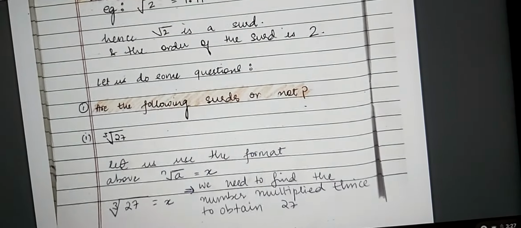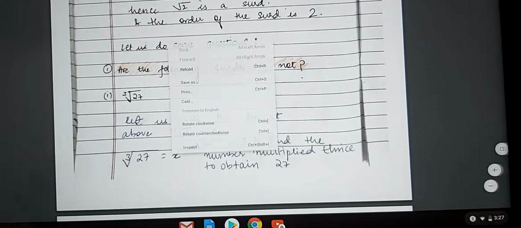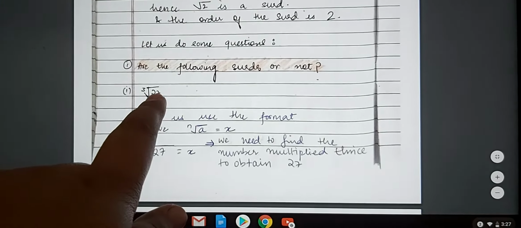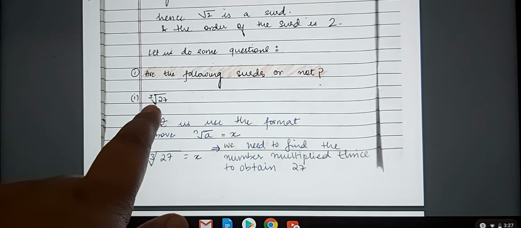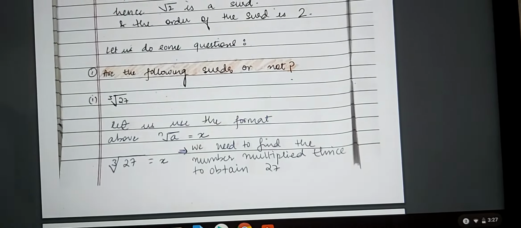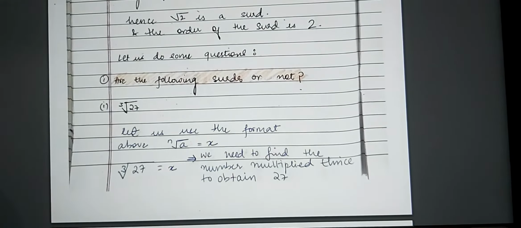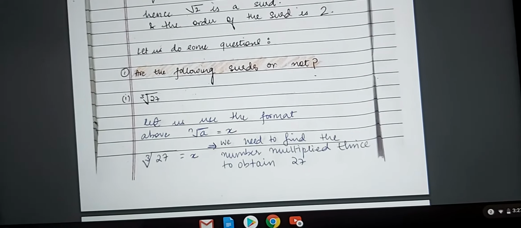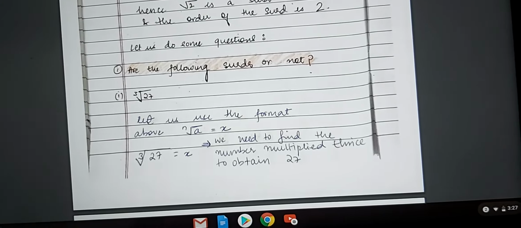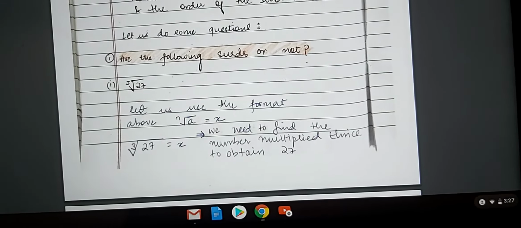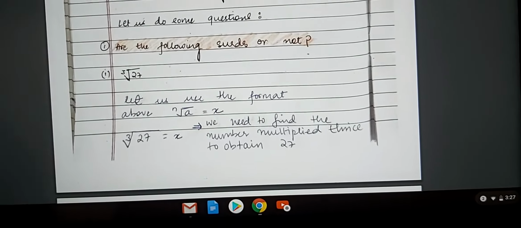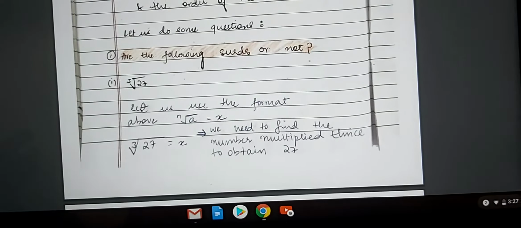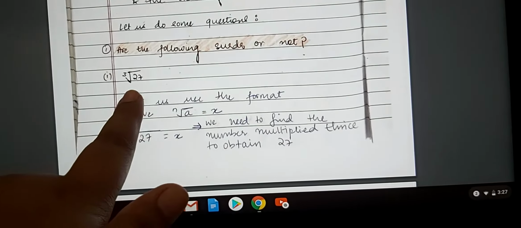Okay, now let us look at some questions. Okay, are the following surds or not? Now this is a cube 27, cube root 27. ठीक है, क्यूब मतलब एक नंबर जो अपने आप से 3 बार मल्टीप्लाई होता है टू गिव यू समथिंग. फॉर एग्जाम्पल 4 into 4 into 4 is equal to 64. So if I would have given you a cube root 64 and I would ask you कि are these following surds or not, what would you do? You would have found कि इसका क्यूब रूट क्या है, 64 का क्यूब रूट क्या है, which is 4 into 4 into 4. Now इसका है 27.